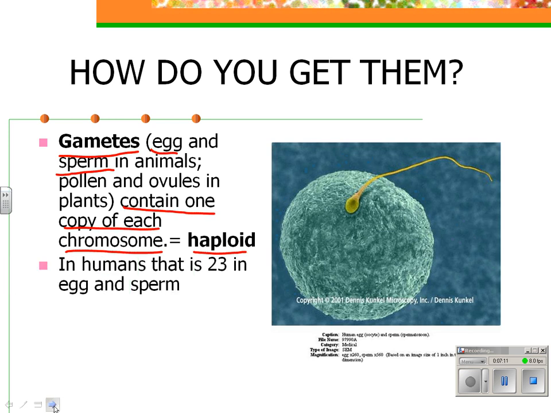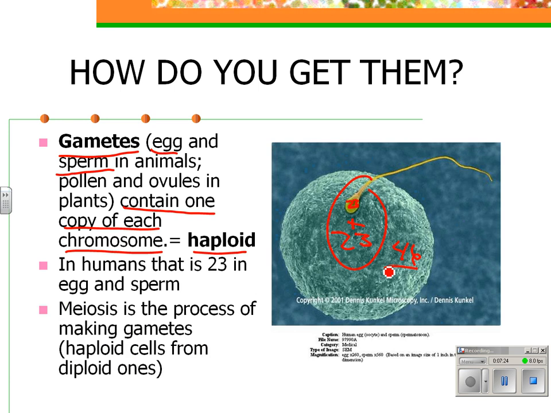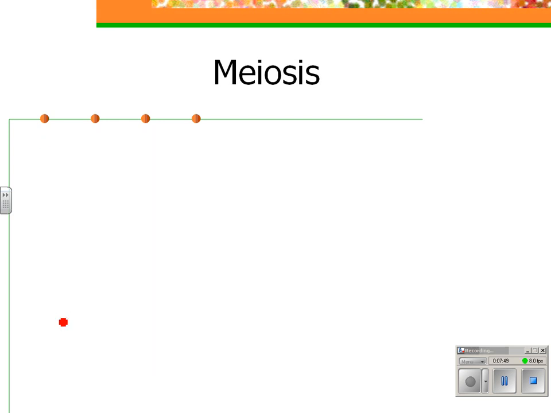In humans, that would be 23 chromosomes in the egg and 23 in the sperm. And when egg and sperm get together, 23 plus 23 is 46, or your normal number. To make gametes, our bodies do something called meiosis, or if it helps you keep it different from mitosis, meiosis. Meiosis is the process of making egg and sperm, or pollen and ovule, or haploid cells. So we're going to spend a few minutes talking about that process.